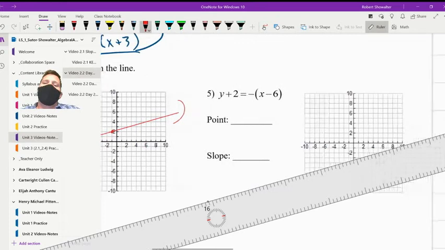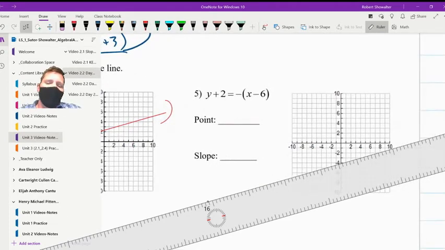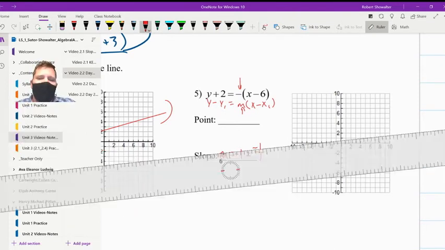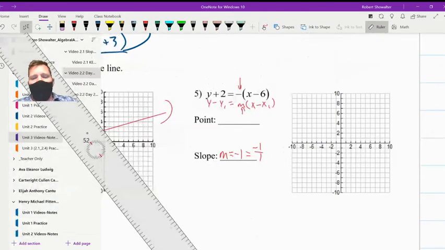Here we go. Let's do another one. A little bit different, a little bit weird. Remember, we've got y minus y1 equals m parentheses x minus x1. Notice our m is the thing out in front of the parenthesis if it's in point-slope form. That's a negative. It's just a negative out there. So that's actually a slope of -1. You could view it as -1/1 to figure out where to graph it.